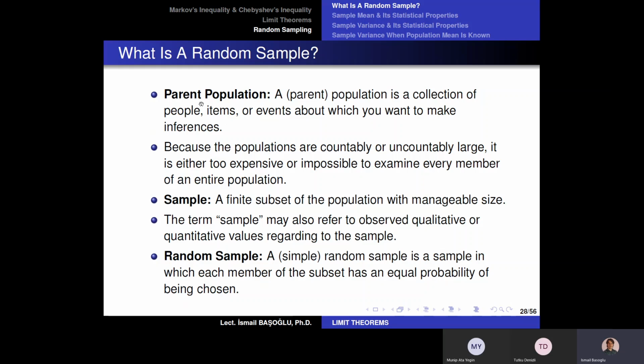Now, what is a parent population? A parent population is a collection of people or items or events about which you want to make inferences. So if you want to make an inference about the income levels of all 20 million Istanbul residents, that is going to be your parent population. If you want to learn about the distribution of the GPA values of all Özyeğin University students, then Özyeğin University students are going to be your parent population. This is the population for which we want to make inferences.